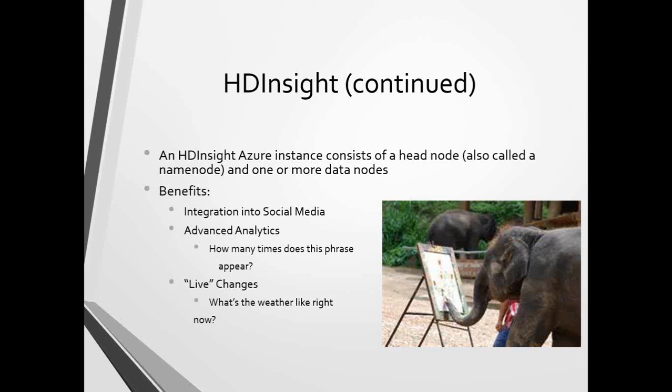And how does this really help us as we're going through this? So what do we get? Some big benefits are that we can use this to integrate with our social media platforms. What's Facebook looking like in regards to my company? What is Twitter doing for my company? And how do we integrate all this data into our existing environment? How can we do some advanced analytics on it? For example, how many times does this phrase appear in this giant text file that I have? Or what are the live changes, like what's the weather right now in Dallas, as we were talking about earlier? So we have different ways to look at this where we can get really good value out of our big data.